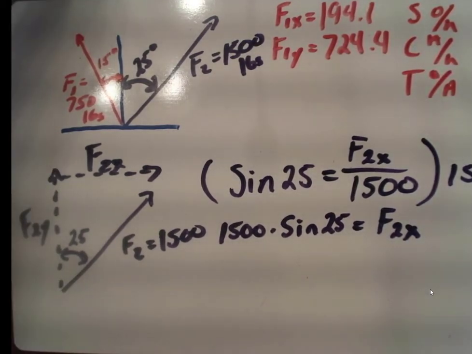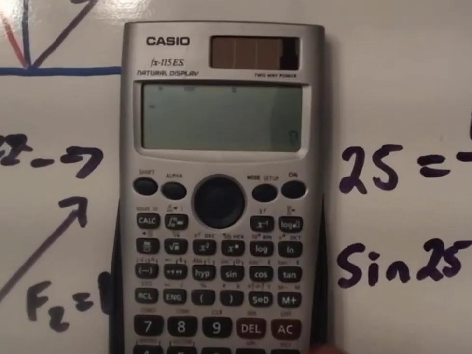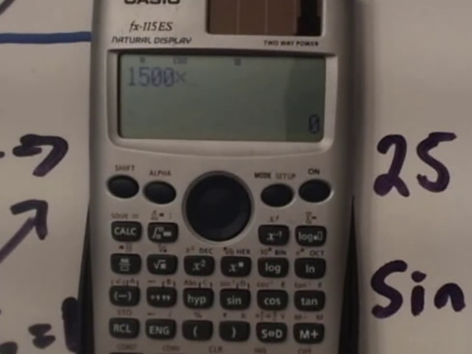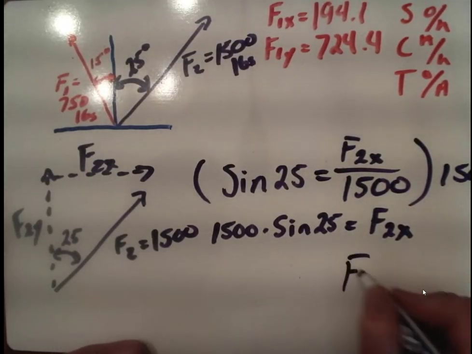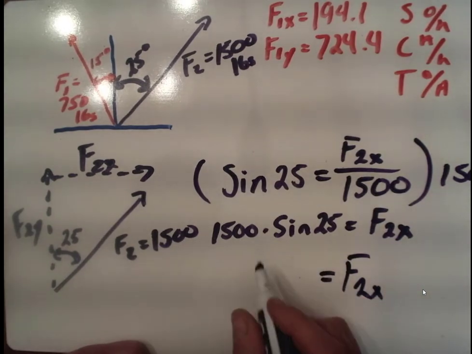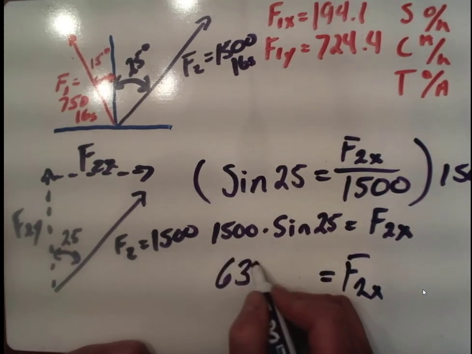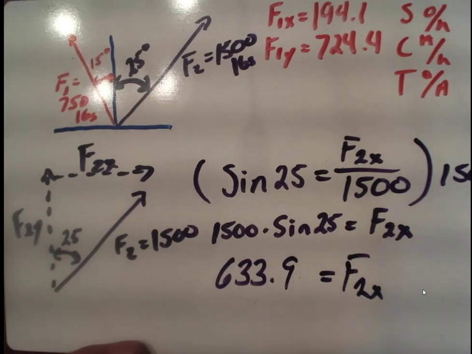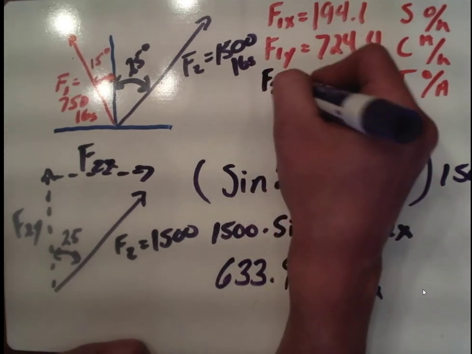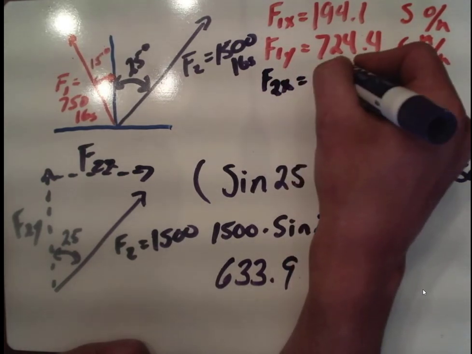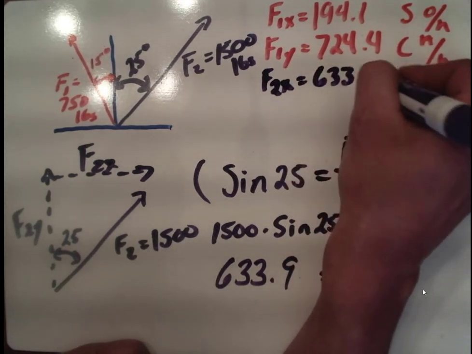So we grab our calculator and we take 1,500 times sine 25, and we get 633.9 pounds. So force 2 sub x equals 633.9. We'll record that up here. Force 2 sub x equals 633.9.